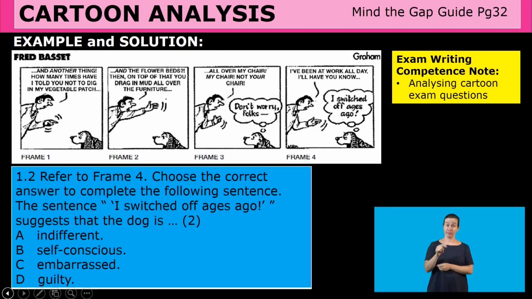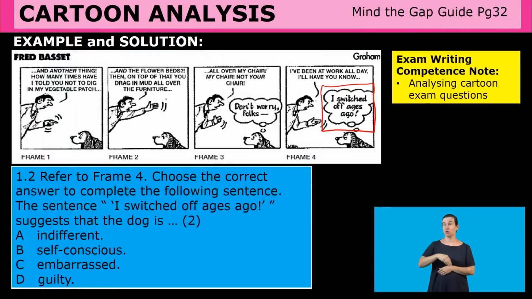So in this instance, we call that a thought bubble. It's not something spoken, it's what he's thinking. So we label that a thought bubble. So Fred says, I switched off ages ago, which means that he's heard all the arguments that are presented by his owner, and he's now saying, but you've done this before, and I just continue my behavior, all right? So what does that communicate about what he's thinking, what he's feeling, all right?